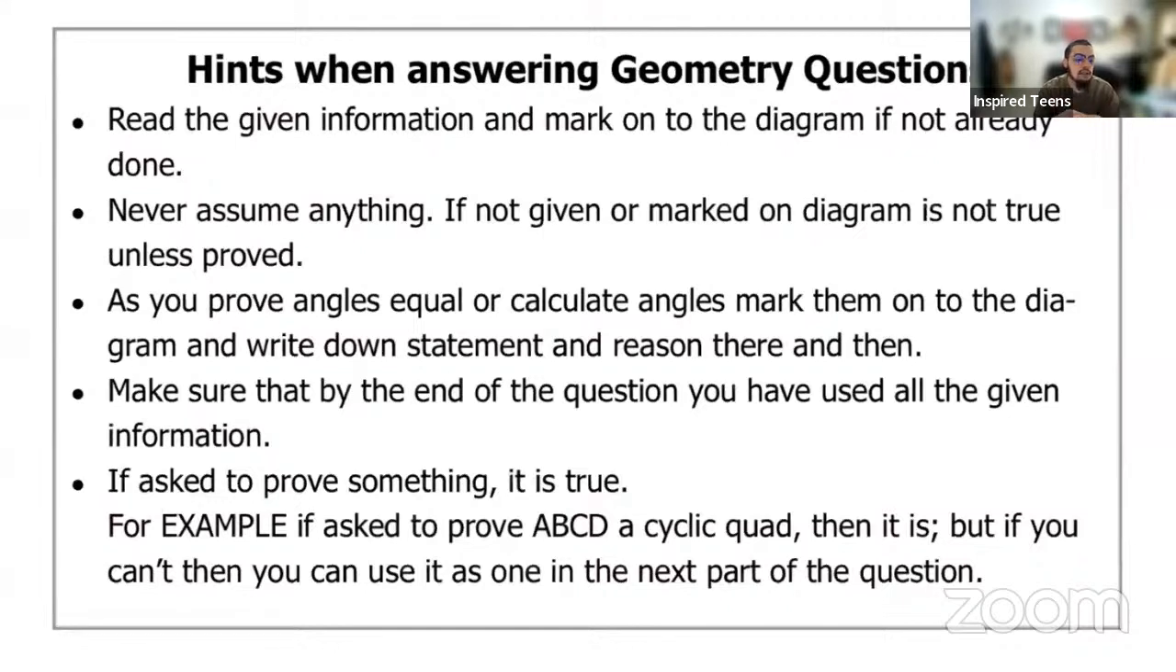For example, the second point says never assume anything. If not given or marked on a diagram, it's not true unless proven. That's something important where we need to go through an example where I can show you that the question is trying to trick you into assuming that something is the center, but it's not the center, right? So that's how I want to do it with you guys: go through each of these hints or things that you need to look out for, and then actually go through an example where I can show you this is what you need to look out for.